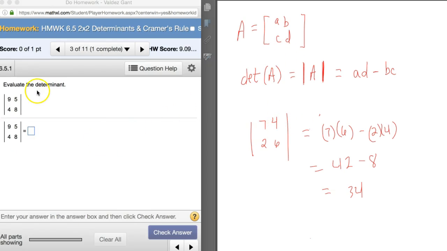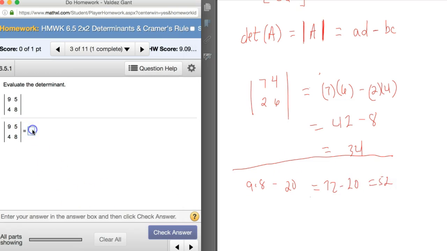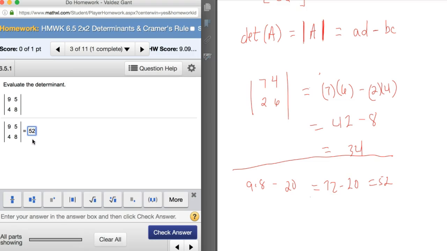So if we wanted to calculate the determinant of this next matrix, of course it would be the same kind of thing. I'll go ahead and move down here, and we know that to calculate the determinant of this, we just do 9 times 8, which is 72, minus 4 times 5, which is 20. And so that result would be 52. And that will be the size of that matrix.